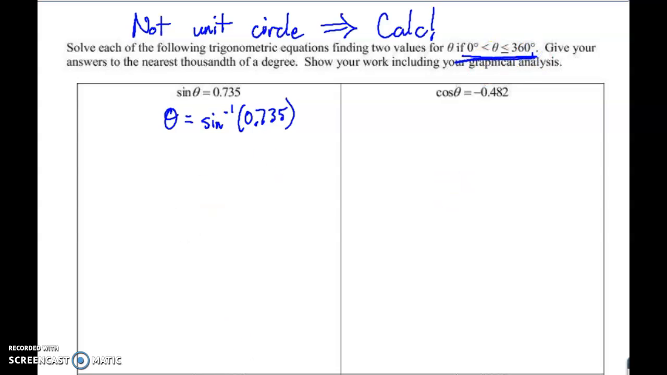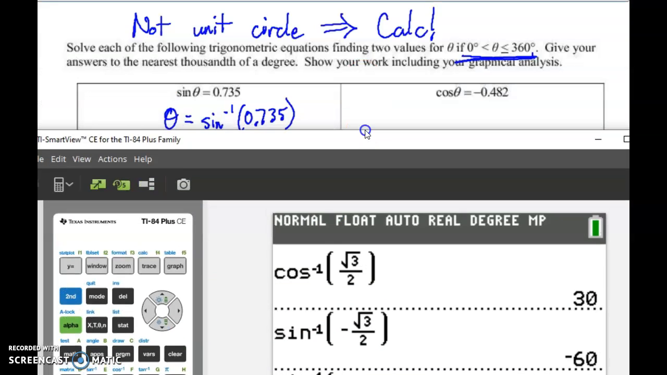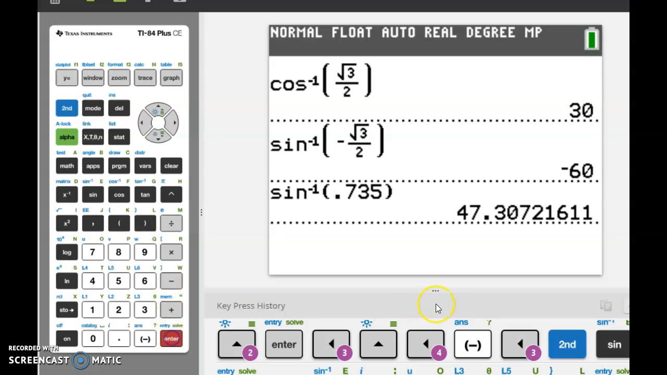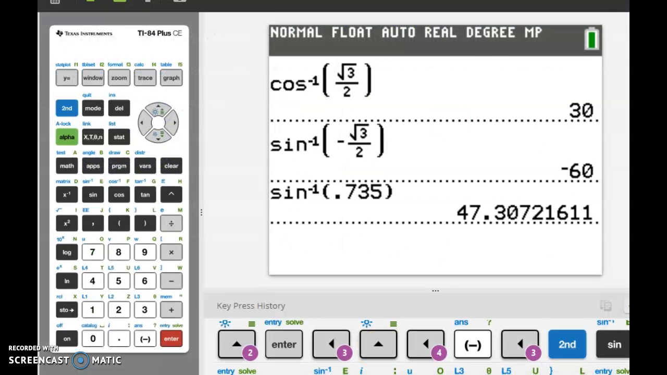So let's talk about it. Get your calculator out. Second sine of point, I already forgot what it was, 0.735. And we get one answer, 47.307 degrees.